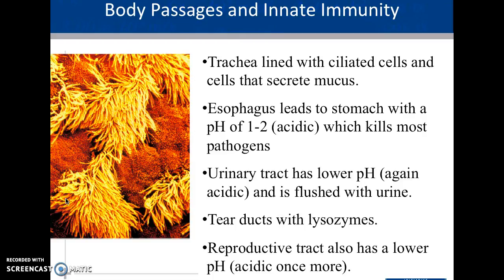Our body passages are also lined with certain membranes that help to prevent pathogens from getting inside. So although mostly our digestive system is open to the air, our trachea is lined with cells with cilia on them, these long, finger-like projections that secrete mucus, and so pathogens are trapped there. The esophagus, which leads to the stomach, has a pH of 1 or 2, which is very, very acidic, even more acidic than the actual stomach.